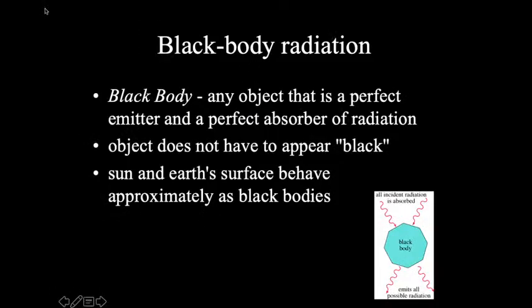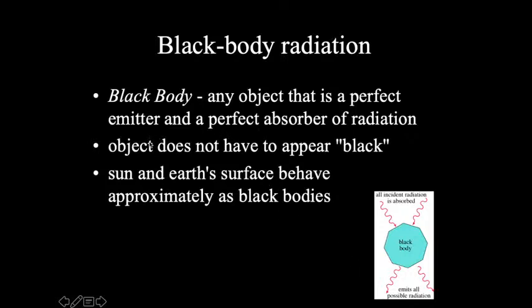So black body radiation is any object. So this is, again, kind of an ideal situation, an ideal model. Just like we have ideal springs, we have black bodies. It's any object that is a perfect emitter and a perfect absorber of radiation. So if you take a look at the diagram here, we have a black body that's going to perfectly absorb all of the incoming or incident radiation and then also emit all of that radiation right back perfectly.